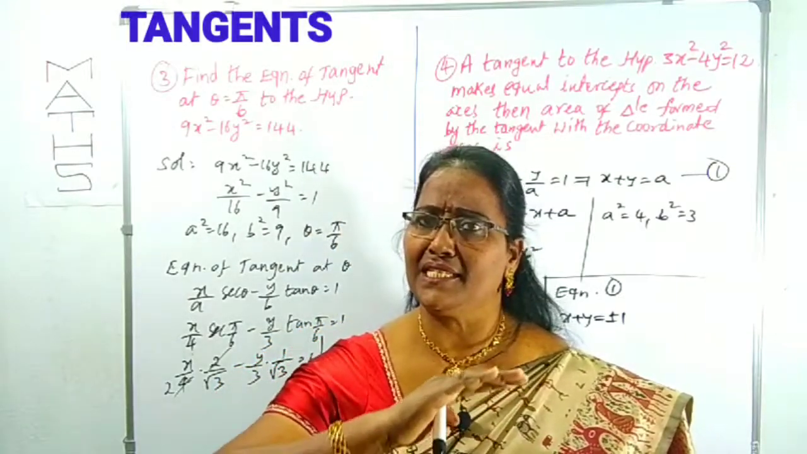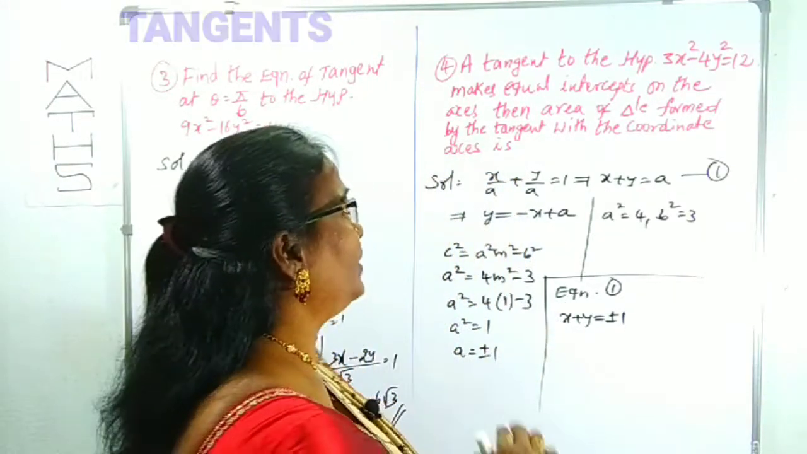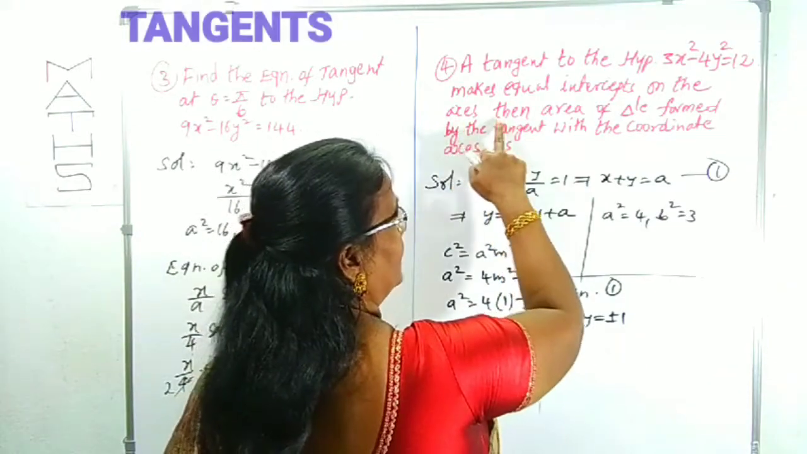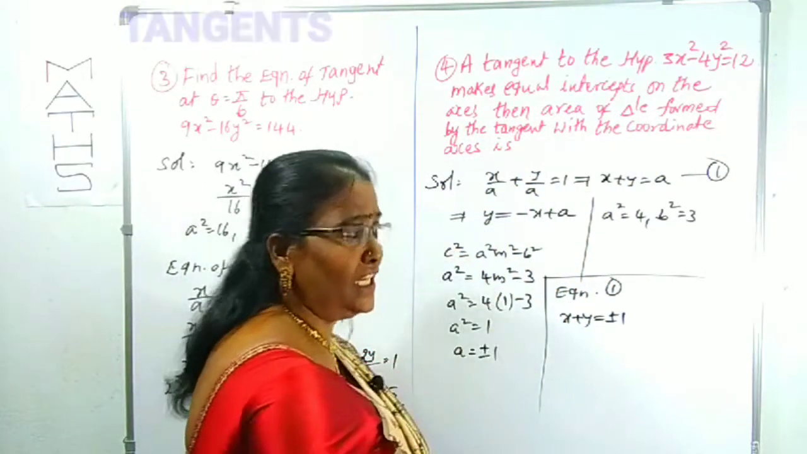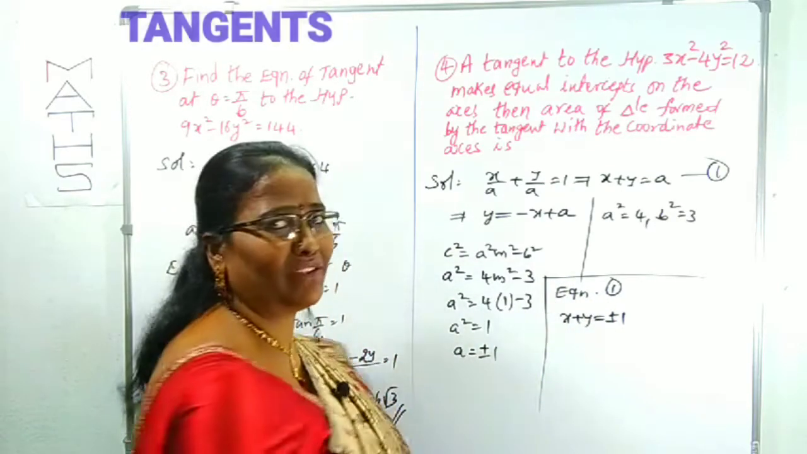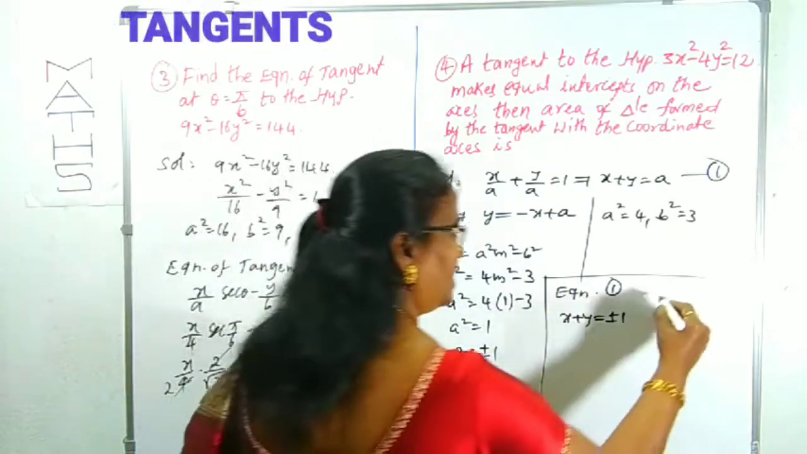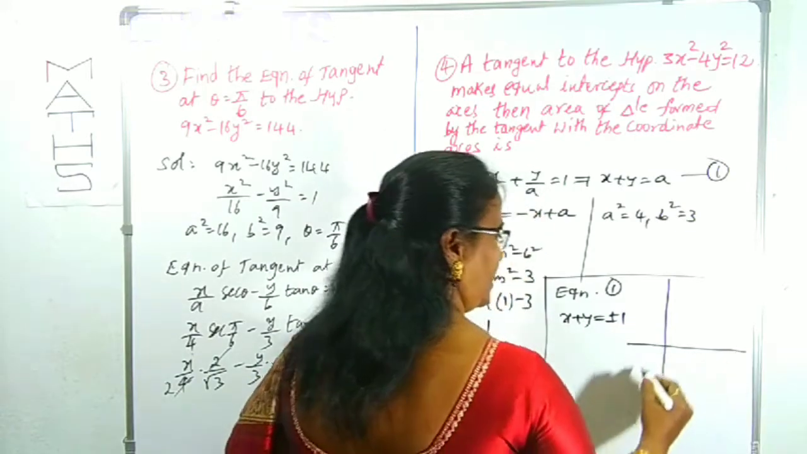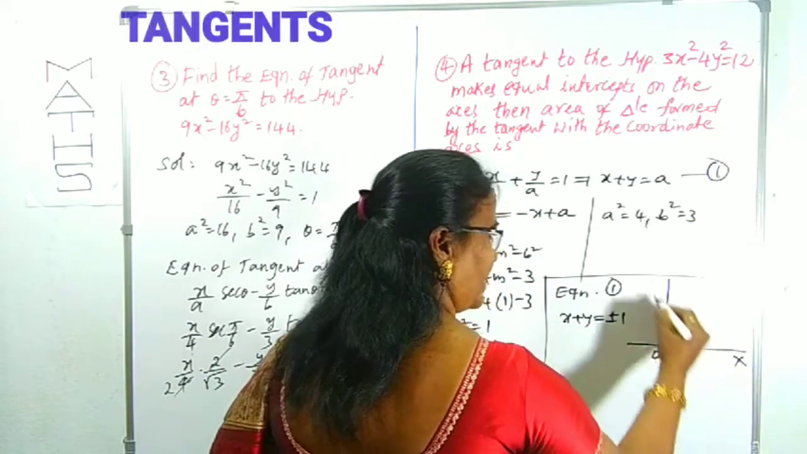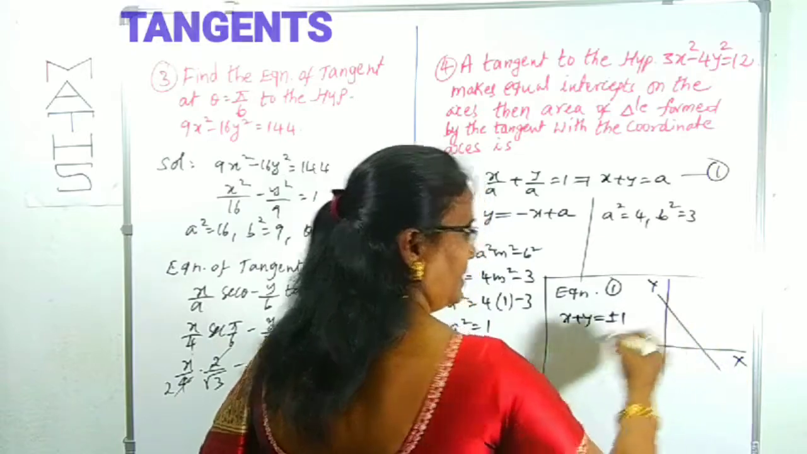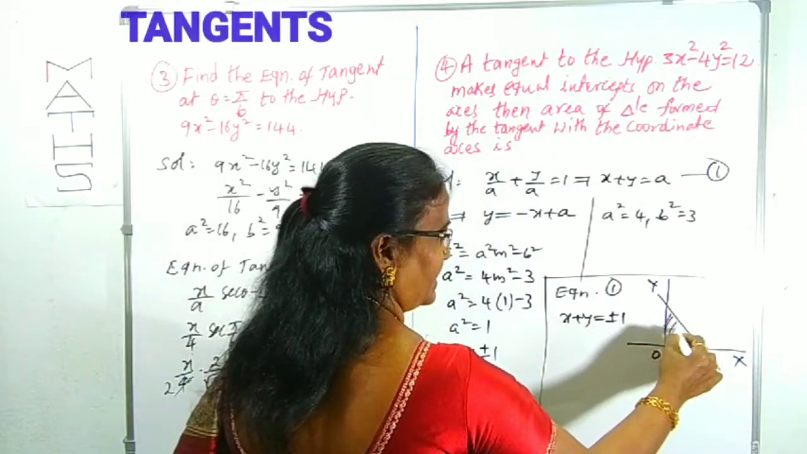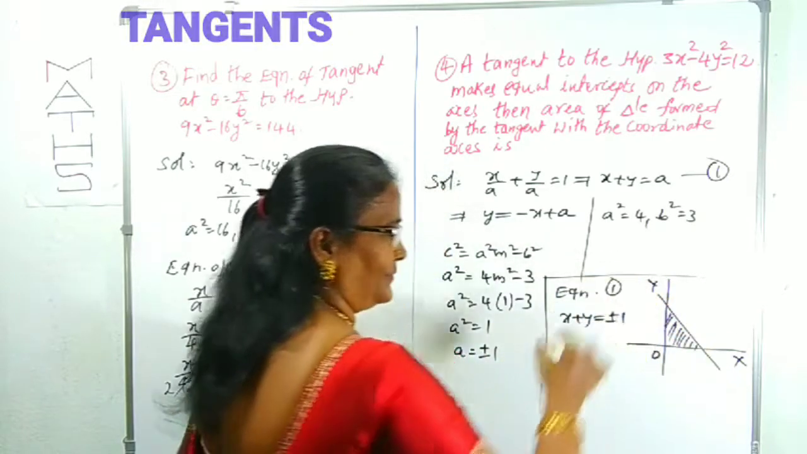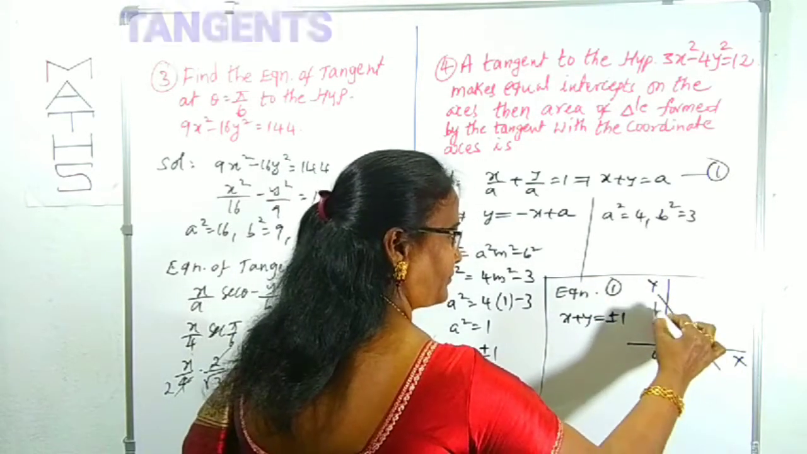The first sentence is clear. Now what we have to find out in the next sentence? Then the area of the triangle formed by this tangent with the coordinate axis. Simply, suppose these are the coordinate axes x and y. This line forms a triangle with the coordinate axes. We need this area, like OAB.